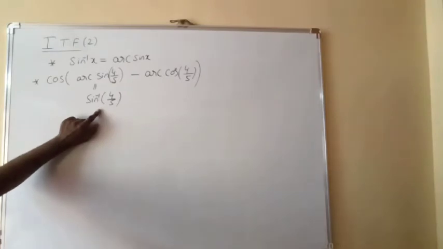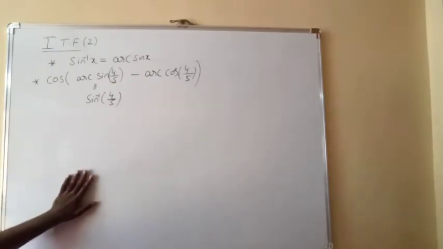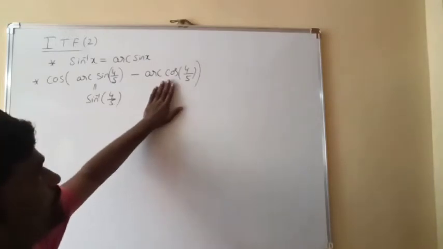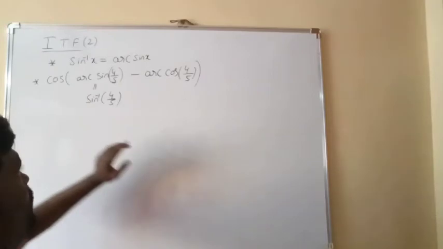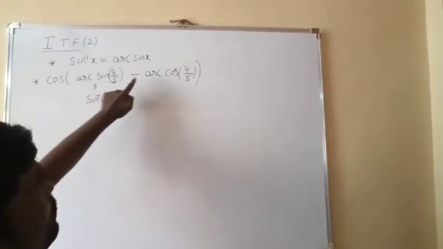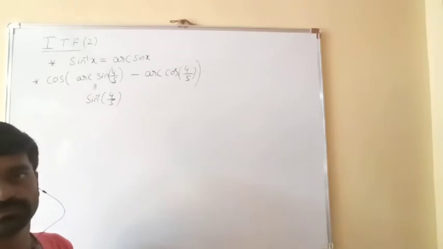Take sine inverse 4 by 5 as alpha, so sine alpha is 4 by 5, and draw the right triangle. Next, cos inverse 4 by 5 is equal to beta, so cos beta is 4 by 5, draw the right triangle. Then the given problem becomes cos of alpha minus beta, so use the cos of a minus b formula.